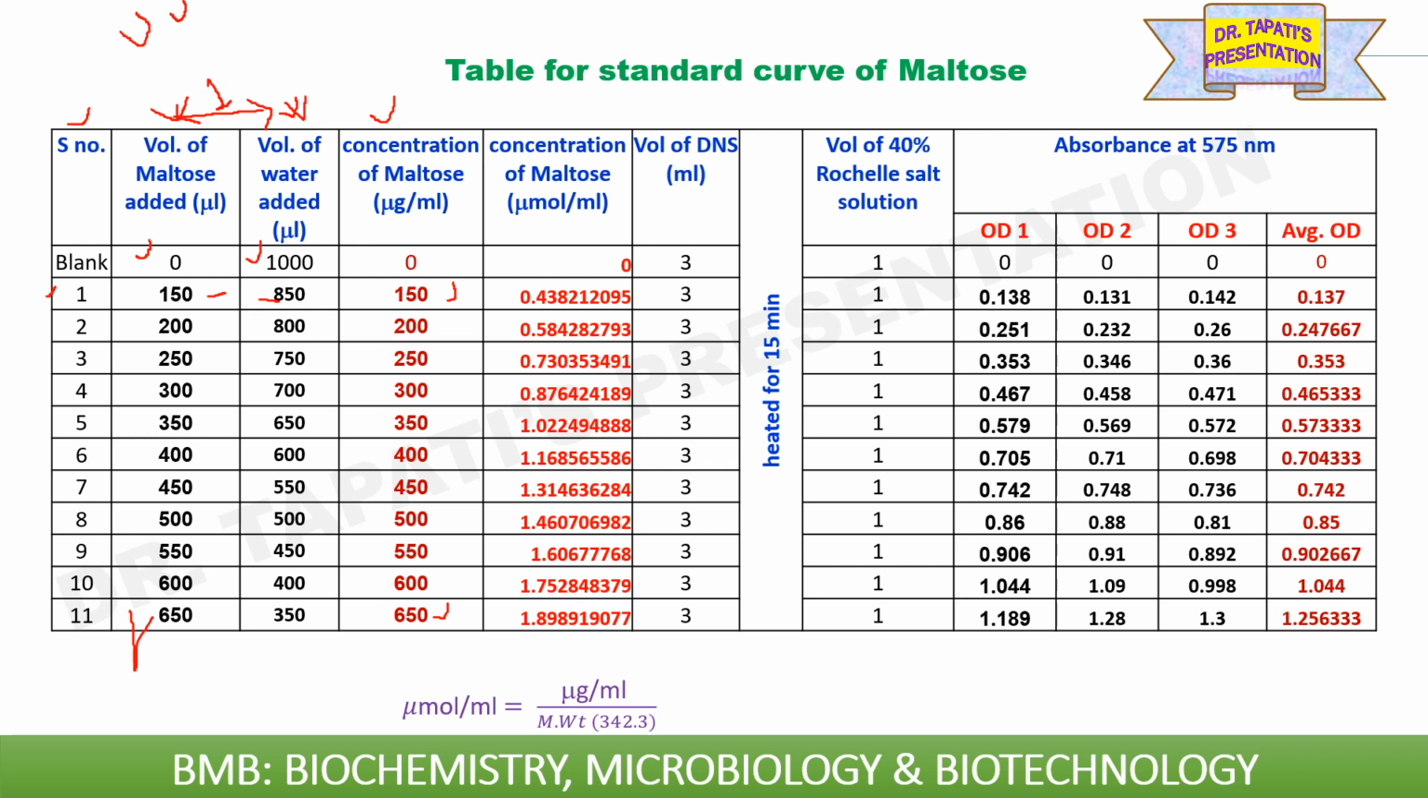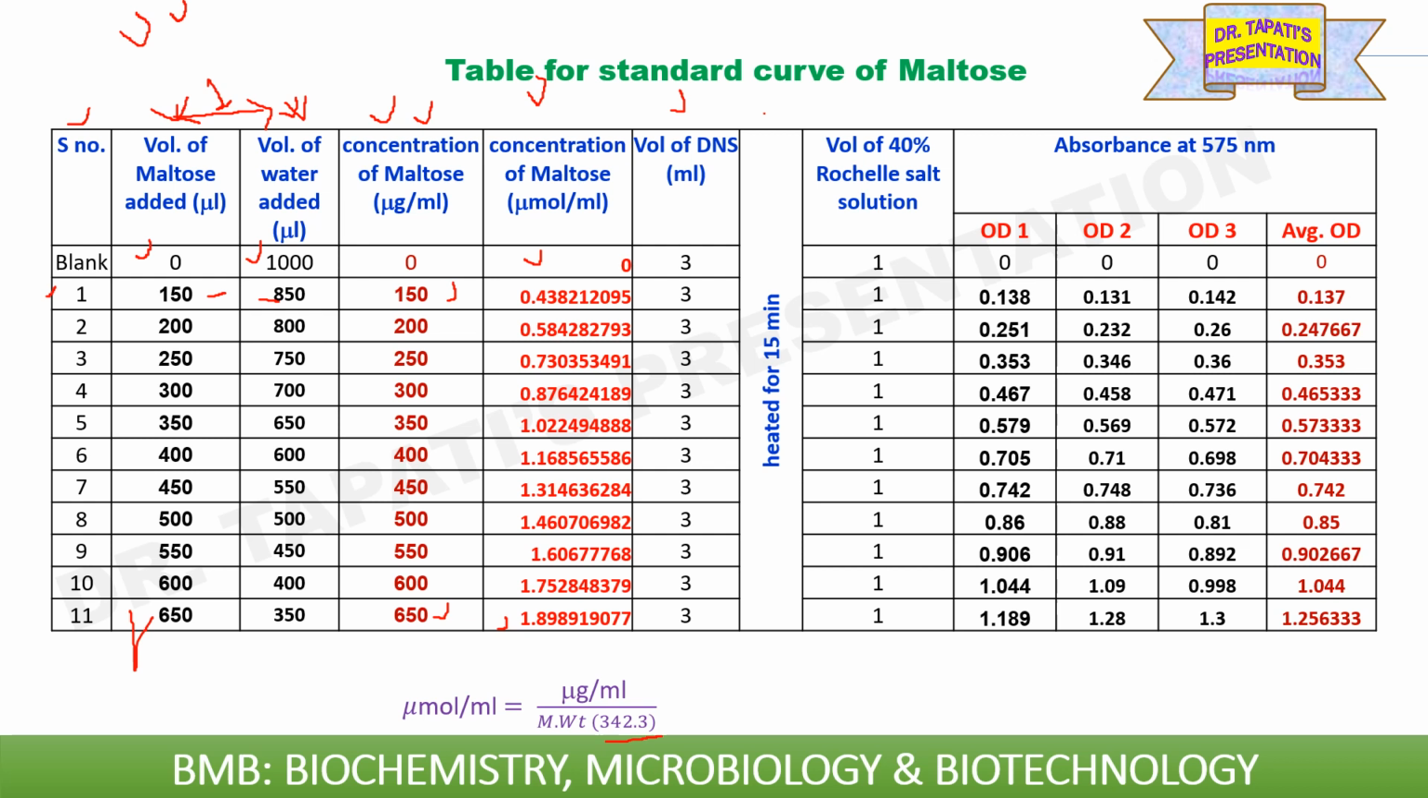If you convert this microgram per ml concentration to micromole per ml concentration, then you have to divide by 342.3, which is the molecular weight of maltose. Therefore, we found different concentrations of maltose in micromole per ml, that is from 0 to 1.898 micromole per ml. And in each of the test tubes you have to add 3 ml of DNS.